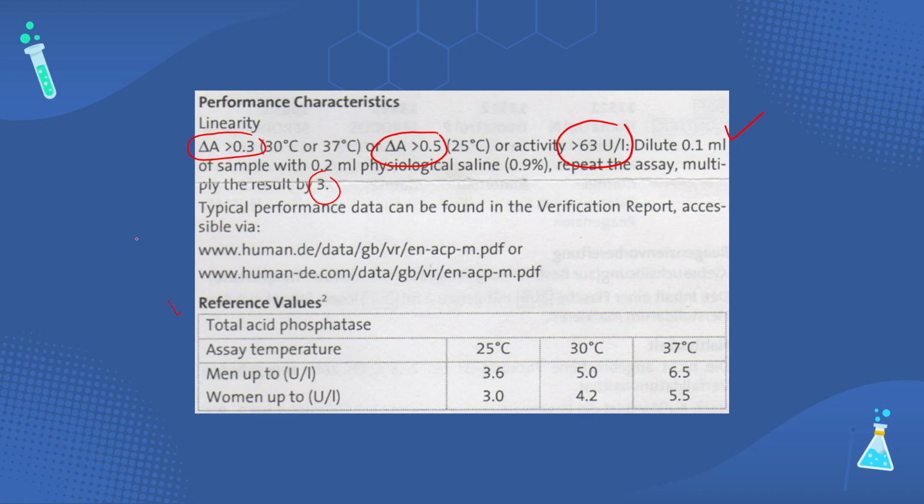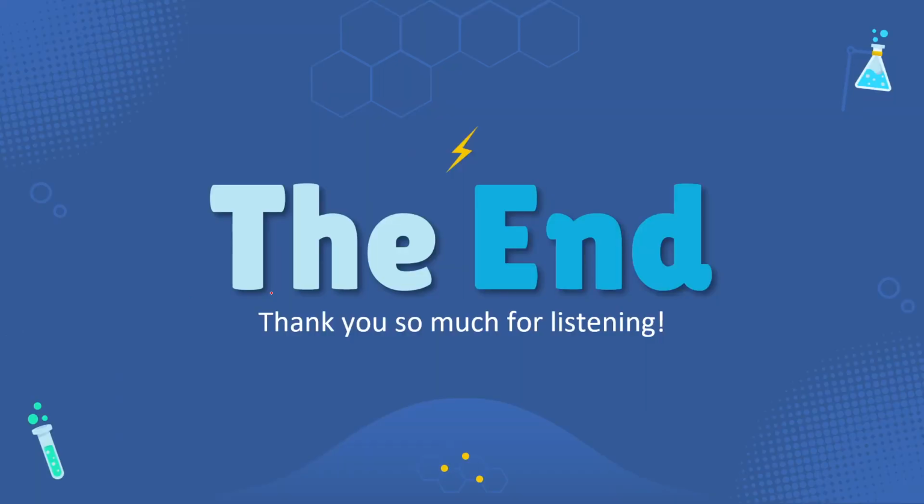So here in our reference value, iba po sa lalaki, iba din po sa babae, and magkaiba din po in terms of the assay temperature that we use. Basta kay up to man siya, kids, so it will begin with 0 up to ito po na mga levels. So that ends our discussion here regarding your lactate dehydrogenase, your ACP, and your ALP. So thank you so much for listening, kids.